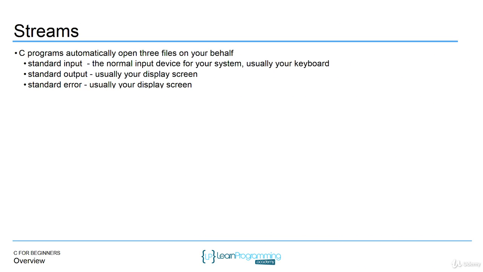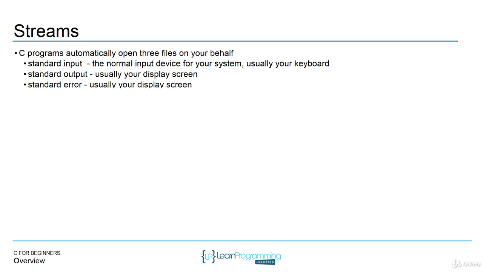Streams. C programs automatically open three files on your behalf. A stream can represent a file, but a stream is a more generic term that can represent any kind of input. So it could represent the keyboard, it could represent the console, it could represent a file, it could represent a socket if you're used to networking. Streams are a more generic term. And there are three streams that are opened up automatically for you in the C programming language.